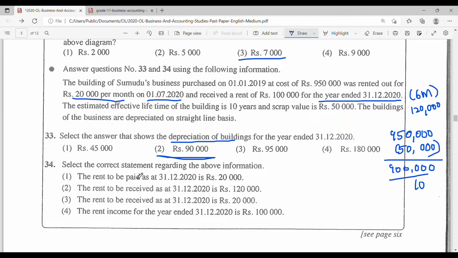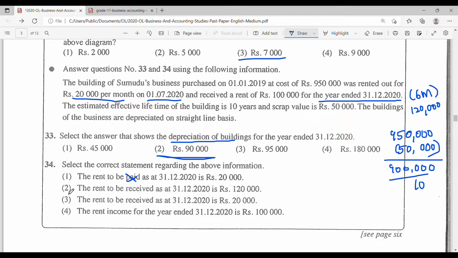So we know for the year 2020, you only rented it out for 6 months. Per month, you are entitled to get 20,000 as your income. But you only received 100,000. So for the company, it is rent to be received or rent income. It's not rent to be paid. So answer 1 is not the correct answer.